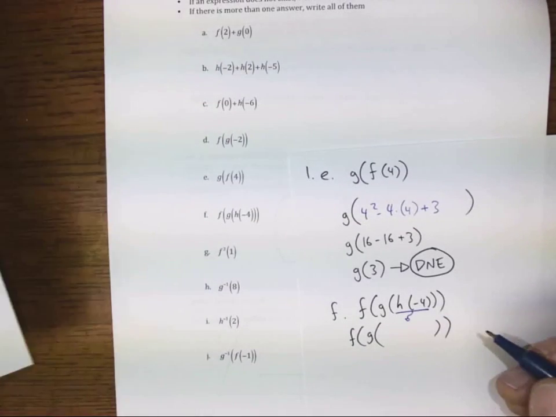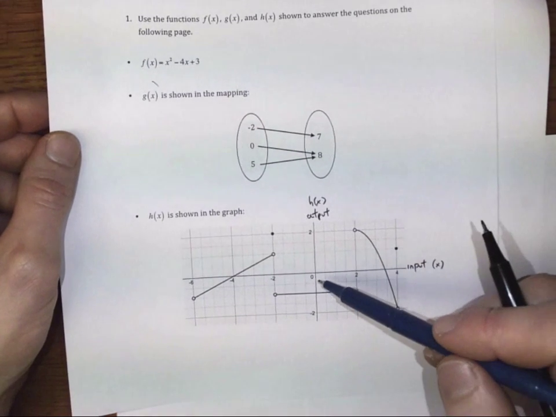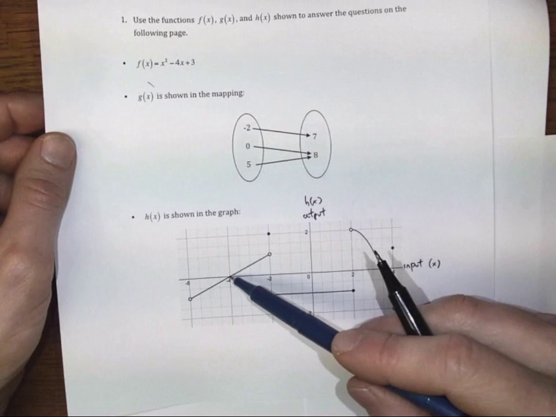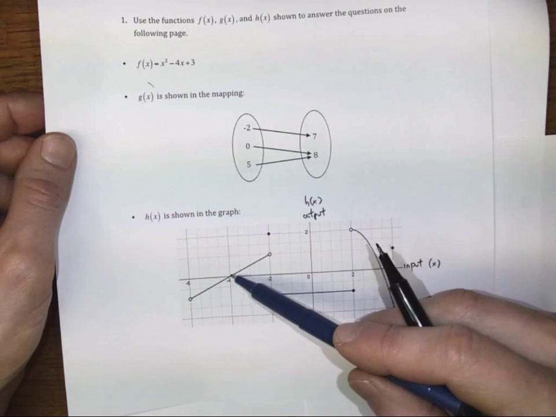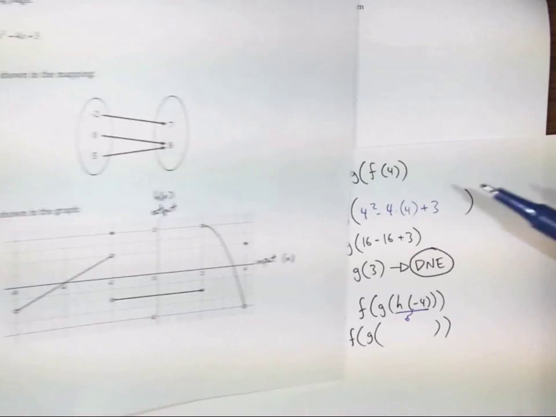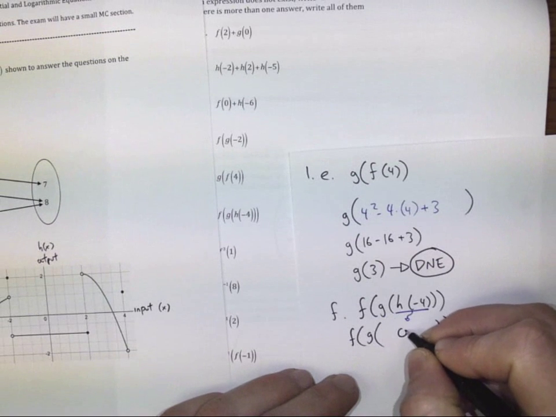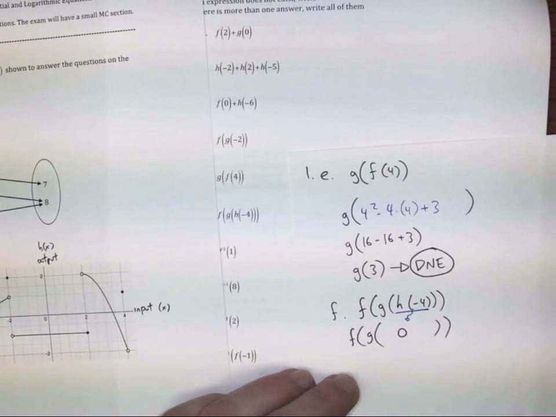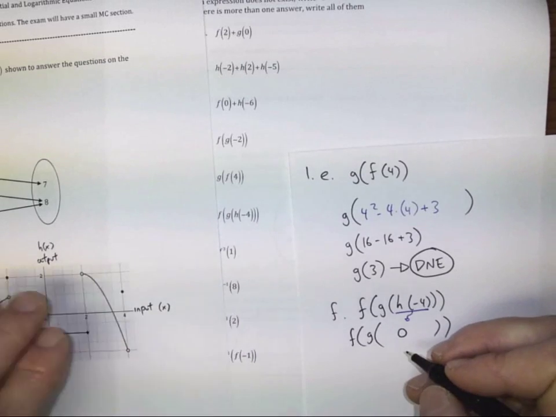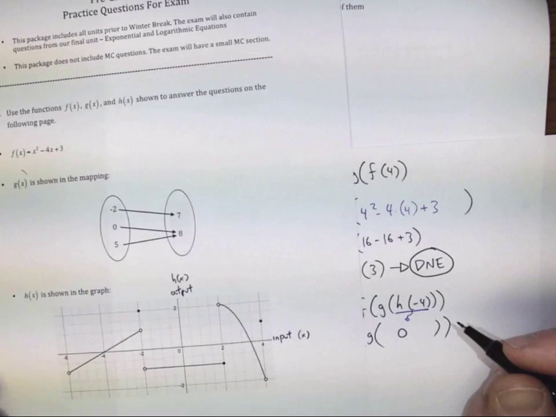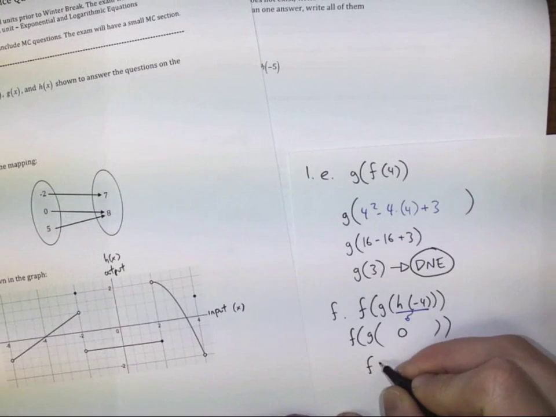If I look on this graph, I can see h of -4. -4 for my input doesn't move me up or down on my y-axis. In fact, it gives me the value right here, 0. And so that means the output there is 0. And then I say, okay, well, what's g of 0? 0 is my input, 8 is my output in g. So that means I get f of 8.